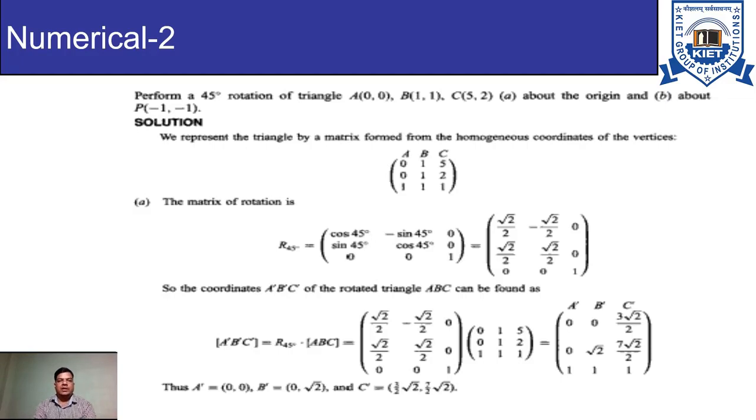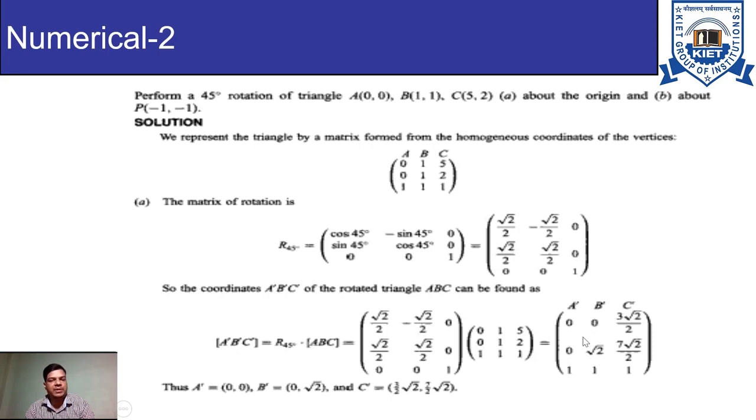Now in this, the object is a triangle, so we are following the column representation, and we are representing any coordinate along the columns. There are 3 points, so we have 3 columns. The first column is 0 0 1, second is 1 1 1, third is 5 2 1. To solve this numerical, we multiply the transformation matrix with the object matrix. So this is the rotation matrix that we keep first, and this is the object matrix, and we multiply these two matrices and finally get the answer.